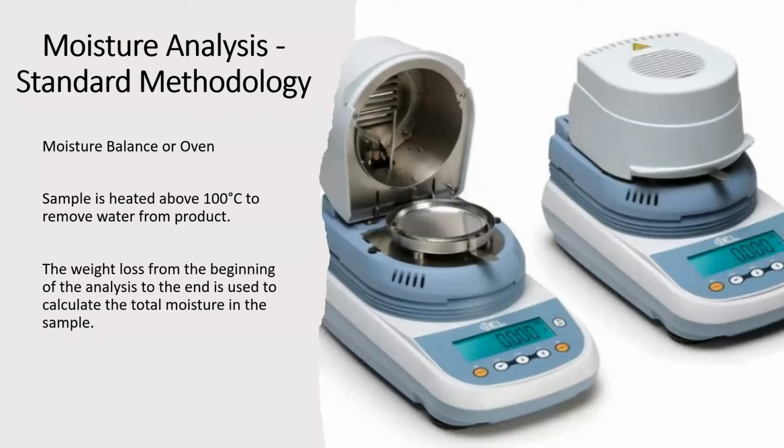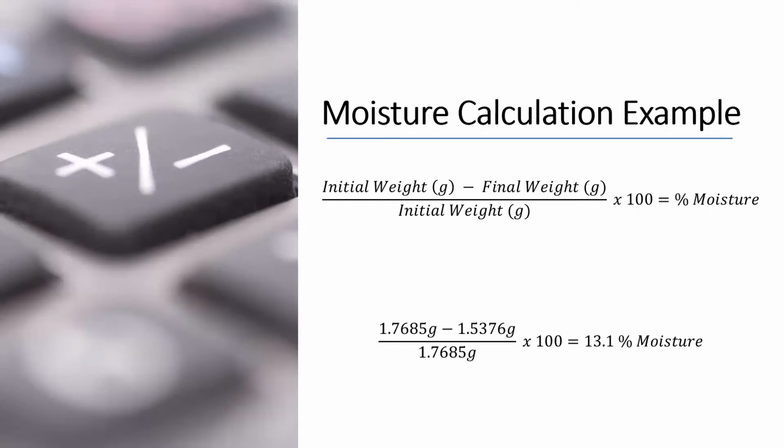However, for laboratories, this is not the most accurate result and does not provide a true representation of how wet the flower actually is. Before we get into why loss on drying methodologies are not a true representation of moisture in cannabis flower, I want to review how moisture calculations work.